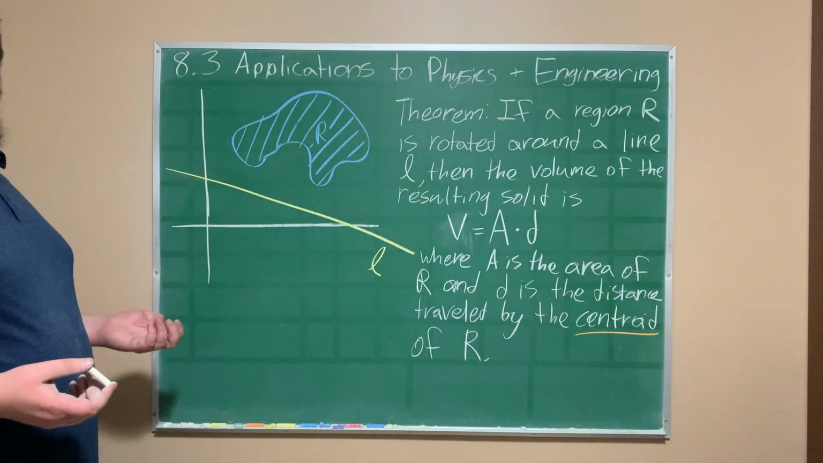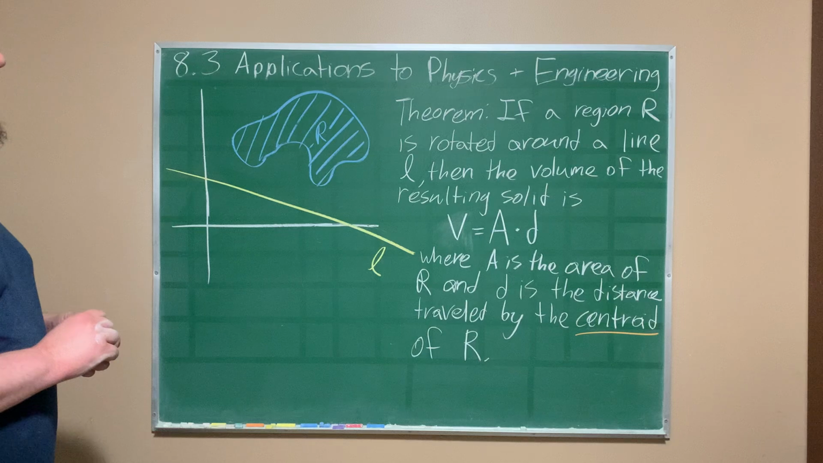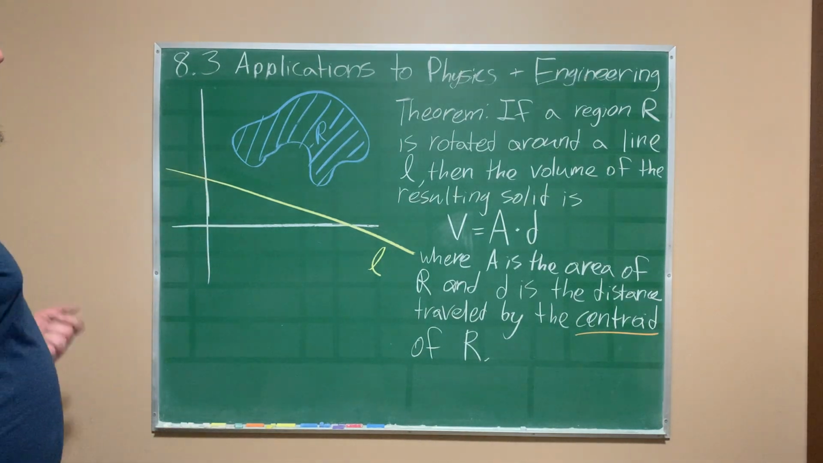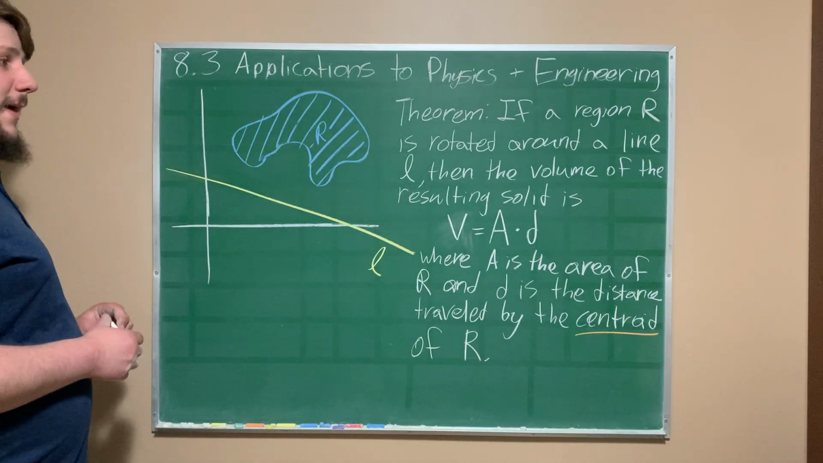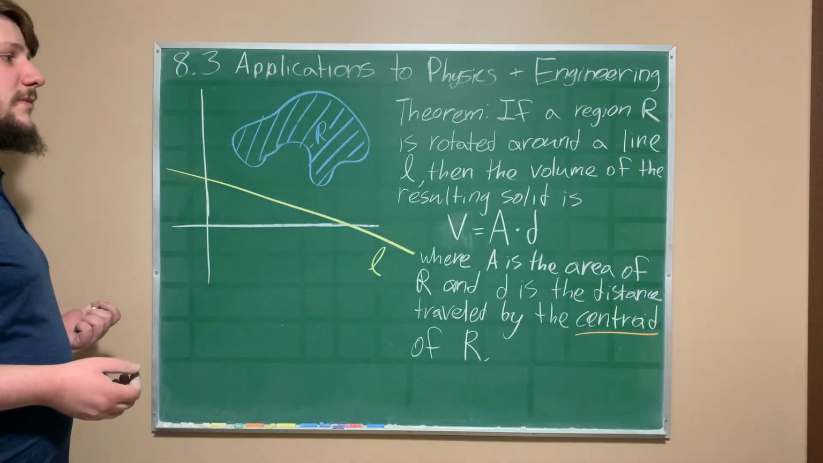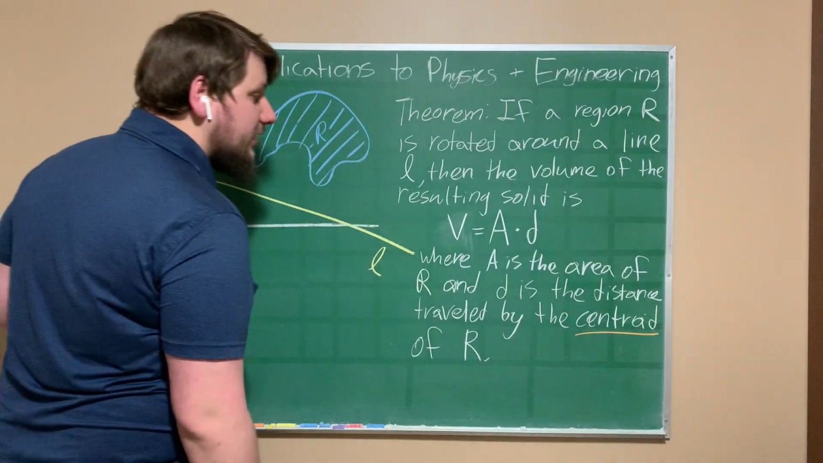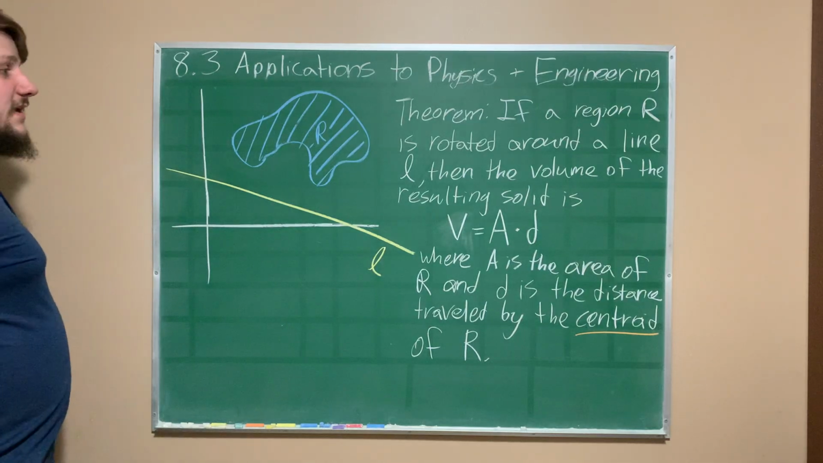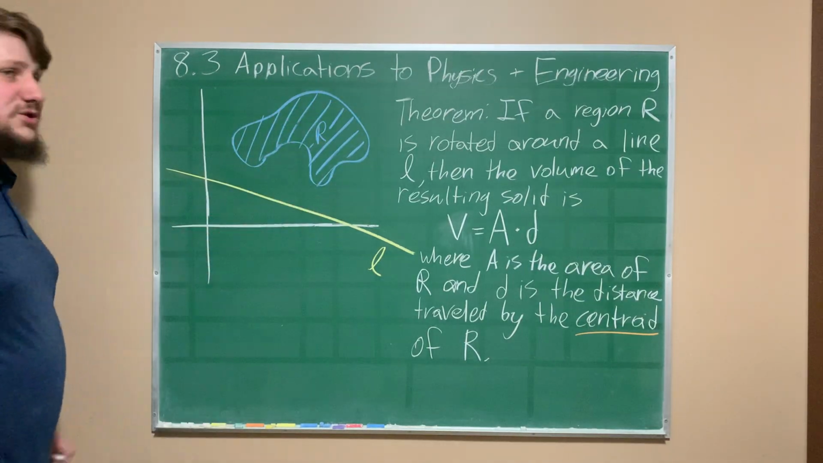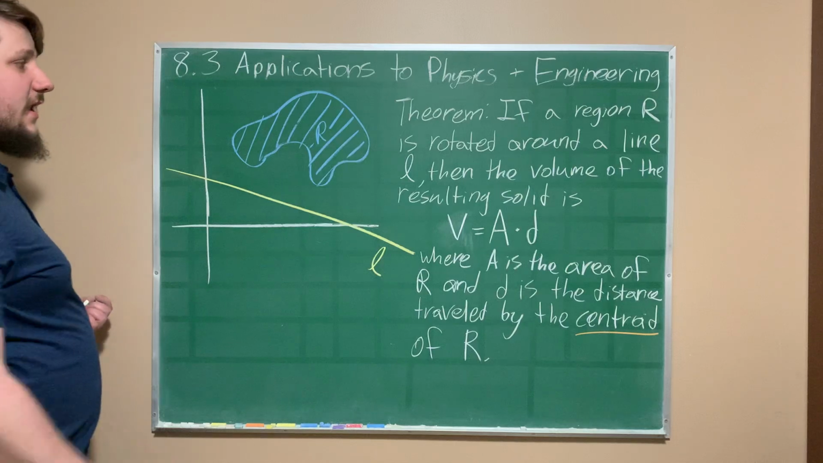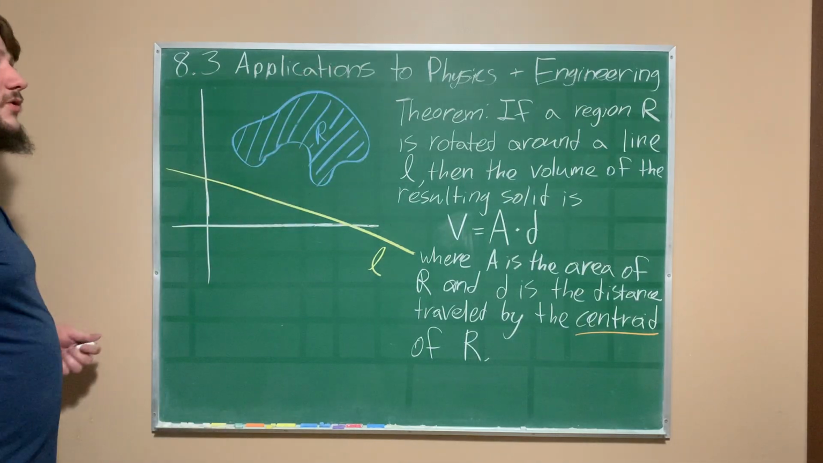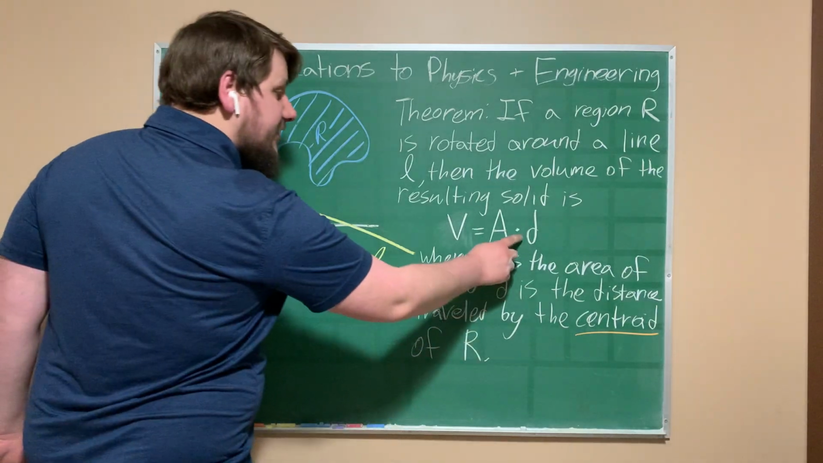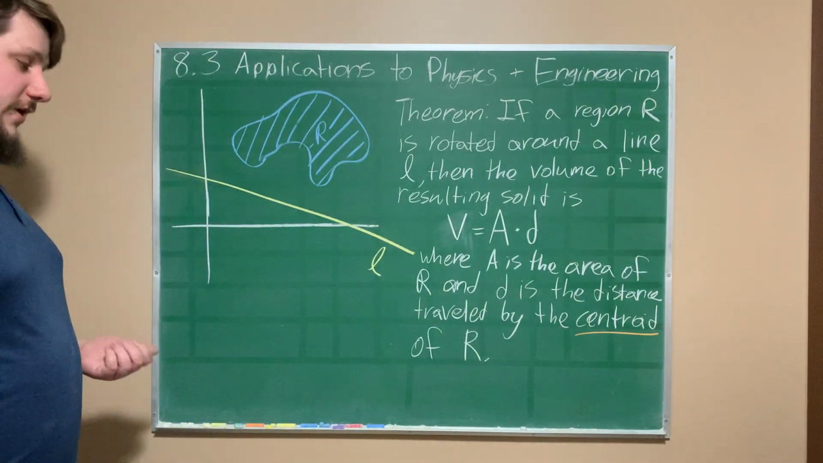So we could try to use the techniques that we learned back in chapter 6 to find this resulting volume, or we can use the now easier version involving the theorem of Pappus. It says that the volume of the resulting solid is given by a really simple calculation. Take A times D, where A is just the area of the region here, which you might be able to find with calculus, right? Take upper minus lower, or however you do it, to find the area of your region. And then D is the distance that's traveled by the centroid of R.